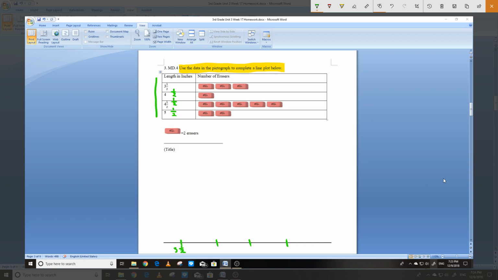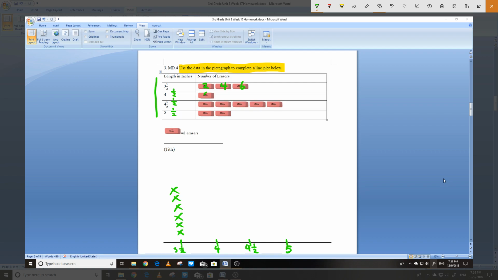3.5, 4, 4.5, 5. Now, each one of these erasers stands for two actual checks, two X's. So for the first one, 3.5, I need to draw two. Just count by twos: 2, 4, 6 X's. So I'm going to draw 1, 2, 3, 4, 5, 6.